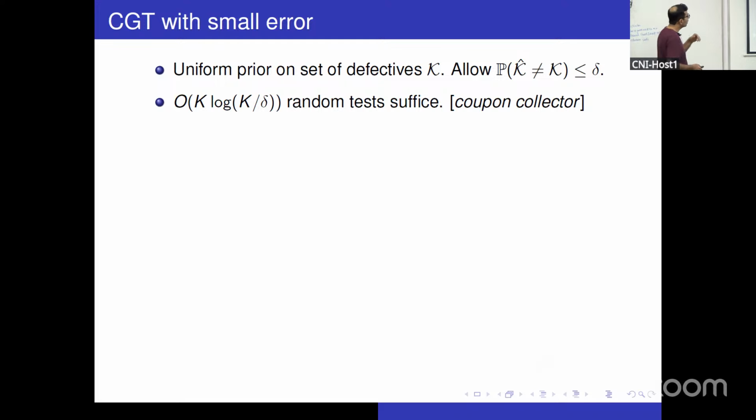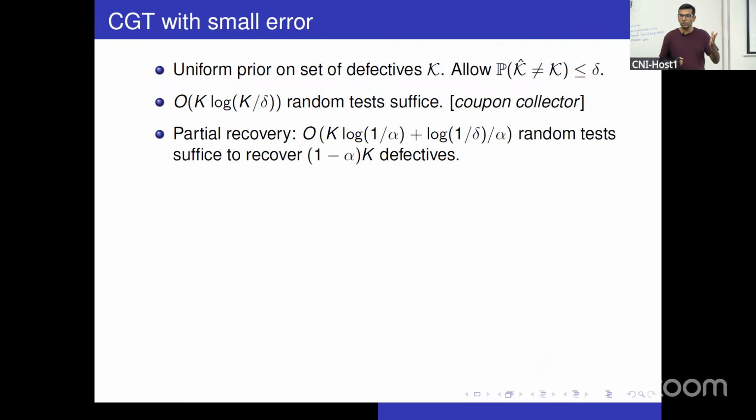Now if I want to allow partial recovery, so I want to identify at least a 1 minus alpha fraction of the defectives, then again this follows from ideas from coupon collector. You can now reduce the number of tests to look something like this. So k log(k/delta) becomes k log(1/alpha), right?